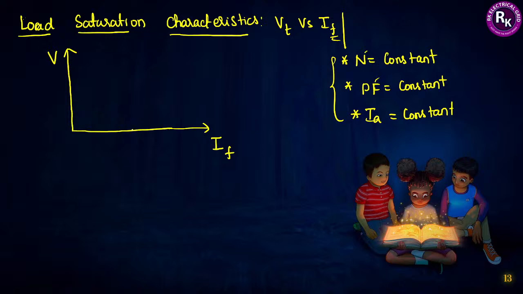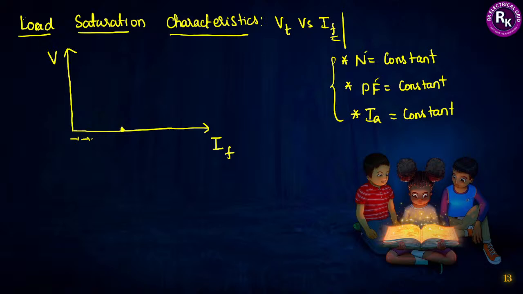Now what will happen here is, initially it will start somewhere here. We are calling it load saturation characteristics. After a certain ampere of current, when you continuously increase the field current, voltage will be developed, and after a certain point it will reach the saturation point. After that, what will happen further is what I am going to do now.